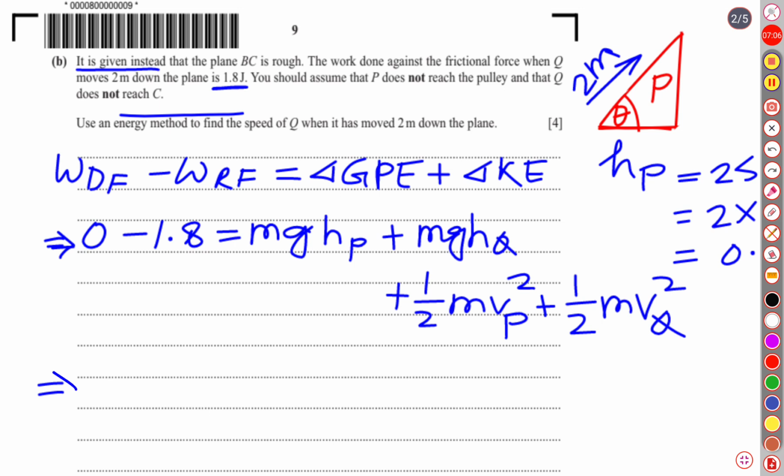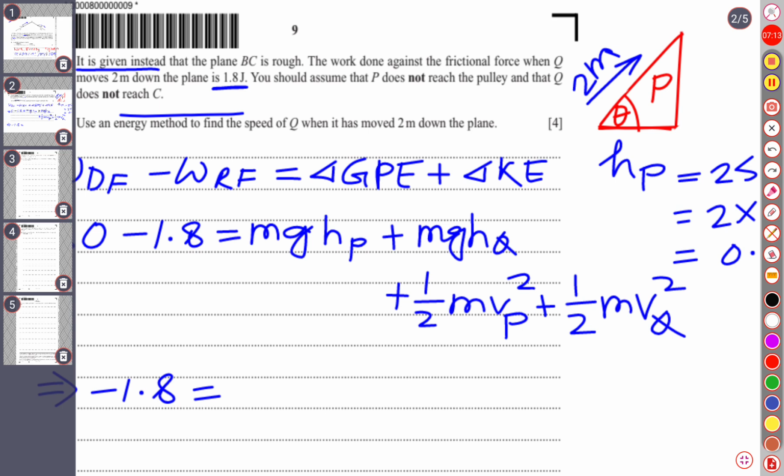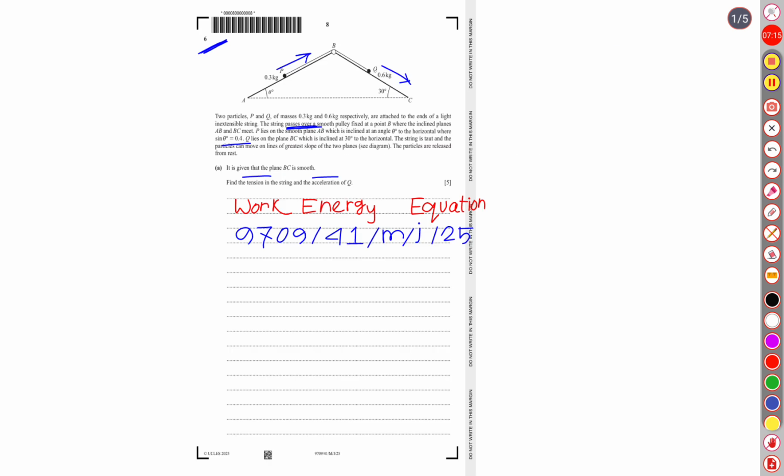Then minus 1.8 is equal to, the mass of particle P, if we go back to this page, is 0.3, and the mass of particle Q is 0.6.